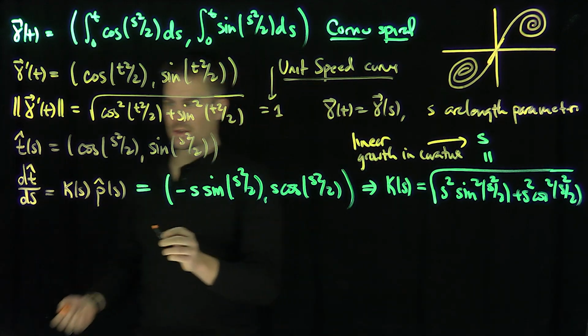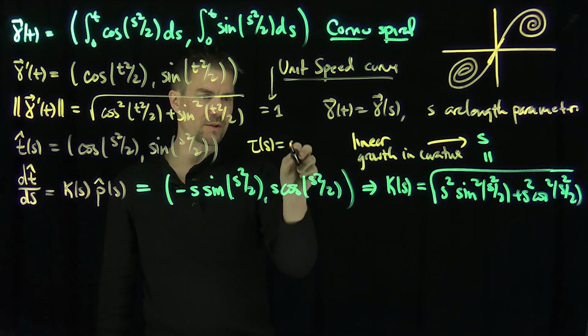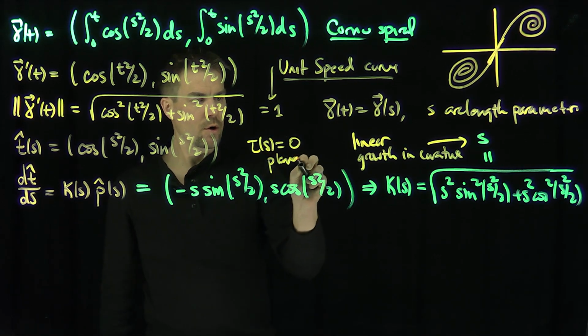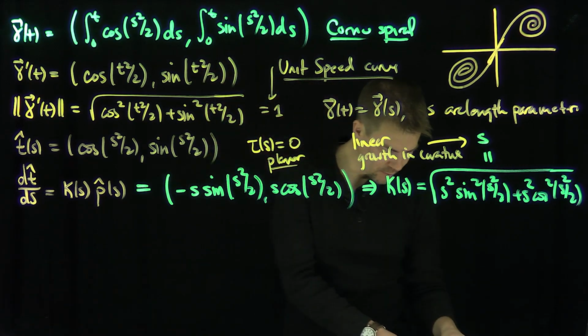Excellent. And of course, since this is a planar curve, we know that the torsion is equal to 0. So trivially, the torsion is equal to 0 because it's a planar curve. So I have a curve whose curvature is s and whose torsion is 0, with linear growth in curvature.